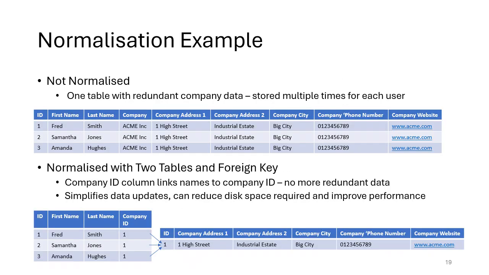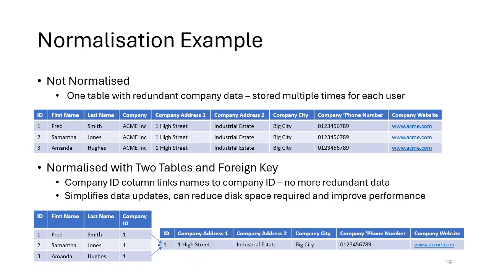So here's that example I mentioned earlier. If we've got a non-normalized database, you can have one table with redundant data. So here we've got 3 contacts, all working for the same company. They've all got to have a record inside for the company address, and you might have the address 1, address 2, the city, the phone number, the website. So those last 5 columns consist of duplicated data.